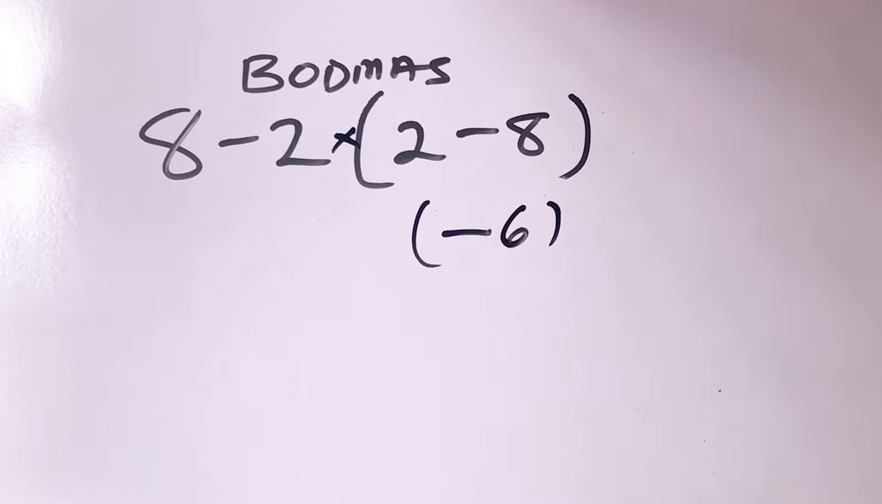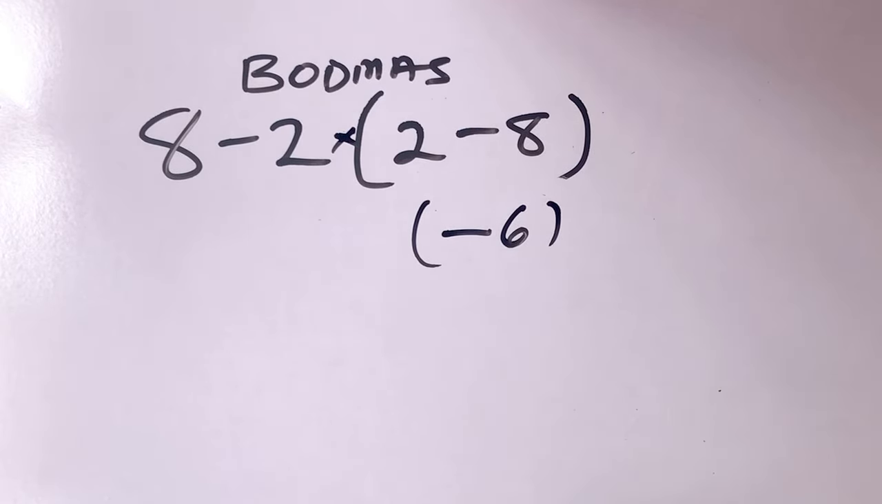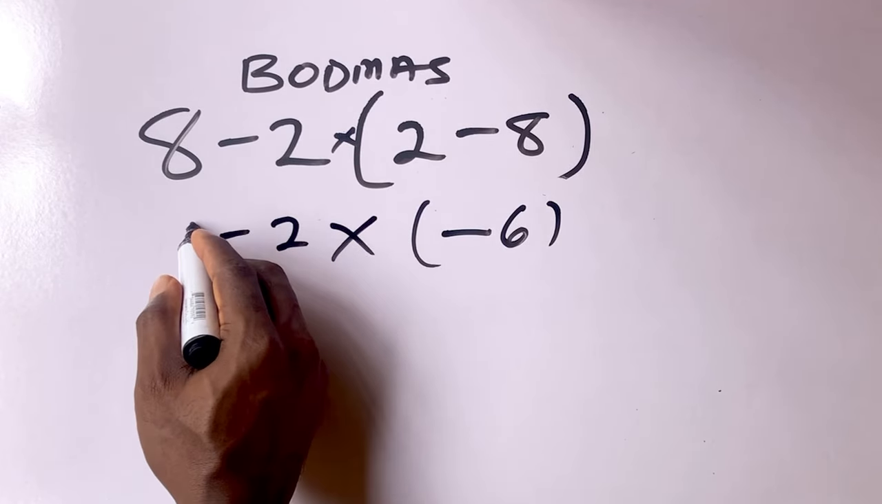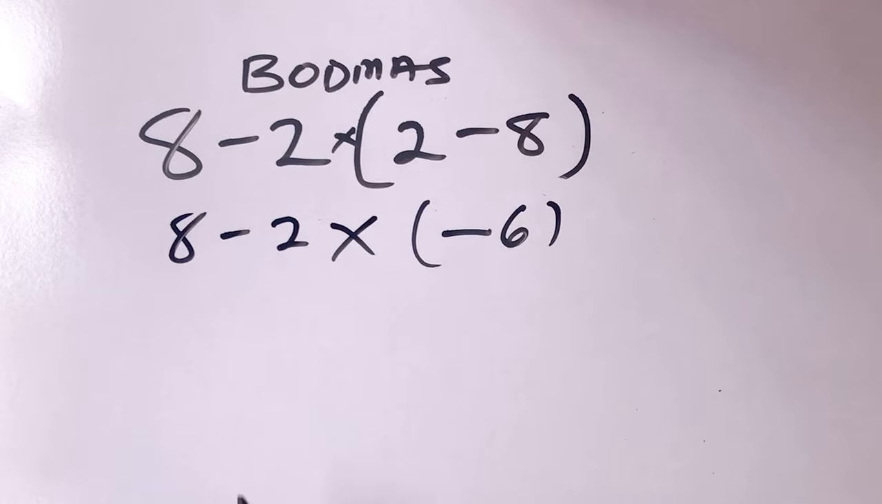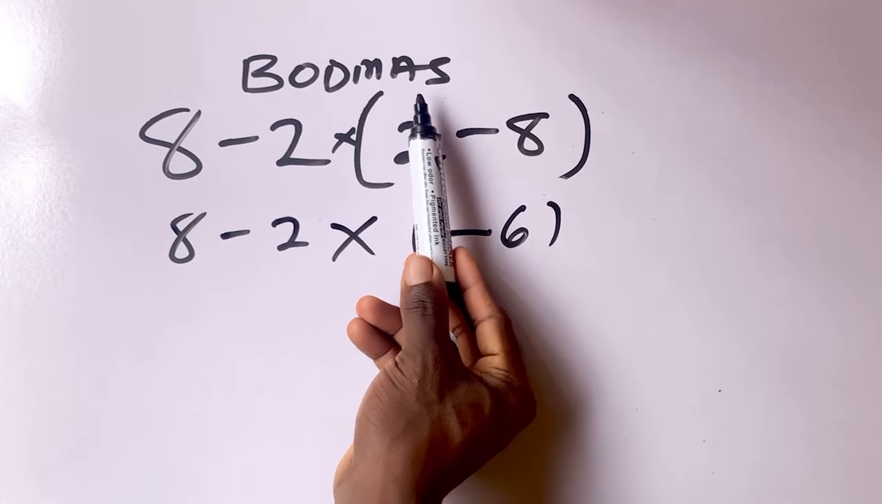Remember there's multiplication here. Whenever there is a parenthesis close to the number, it is multiplication, you have to multiply. So times 2 minus. Now, remember multiplication comes before subtraction.